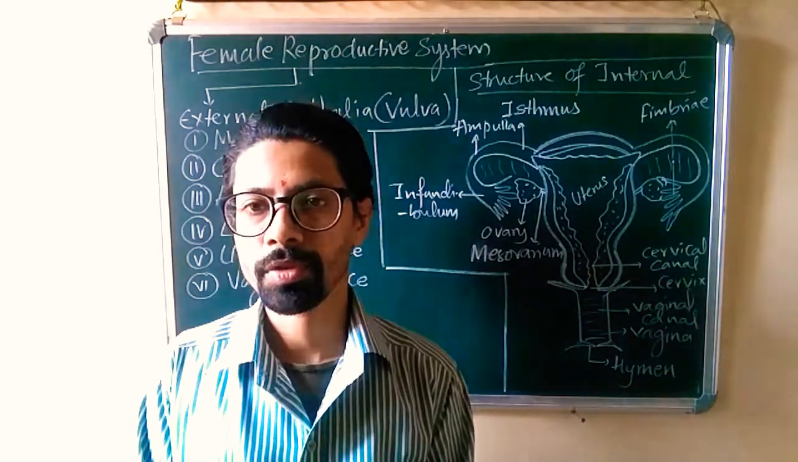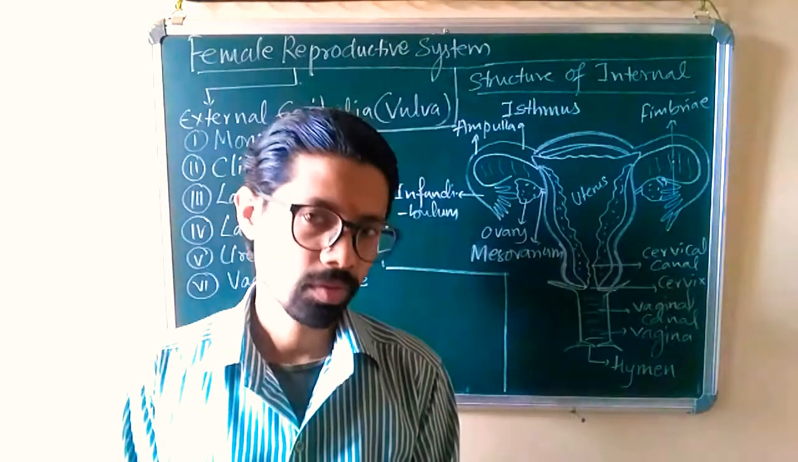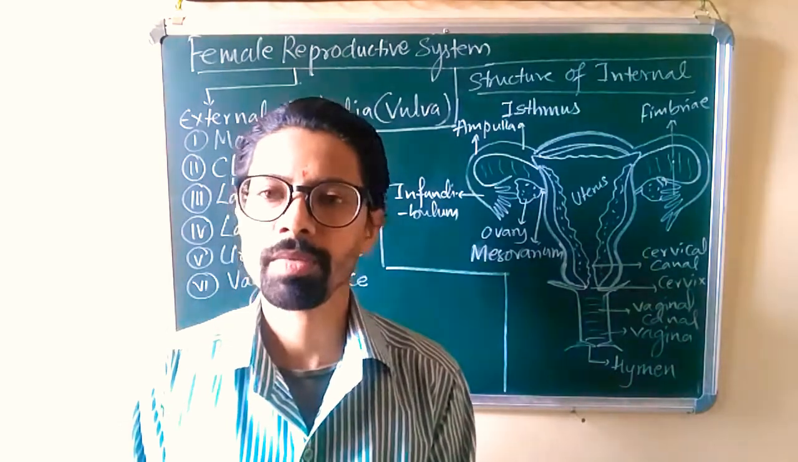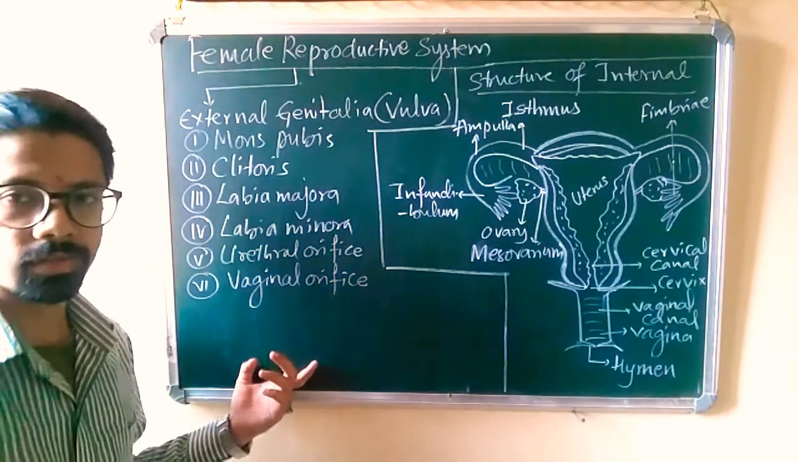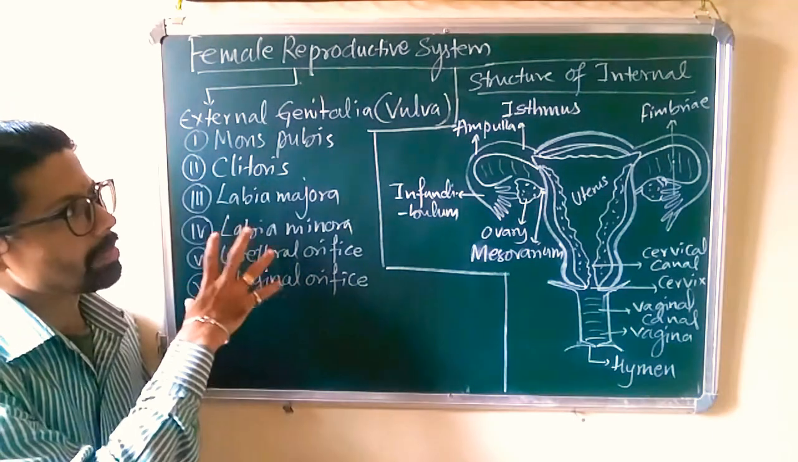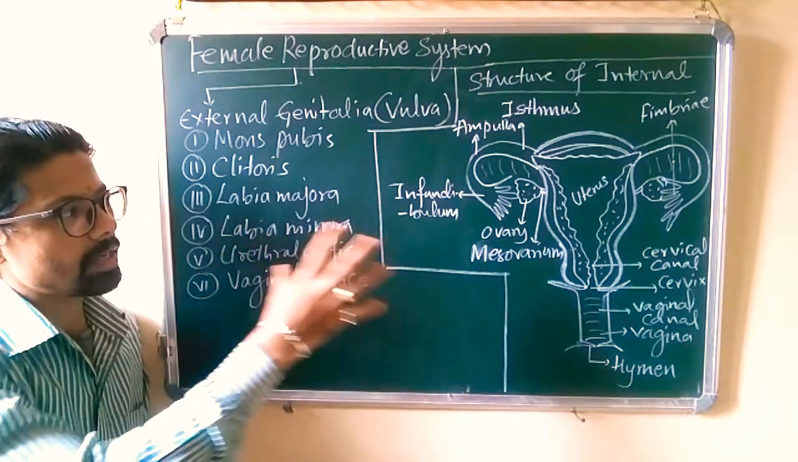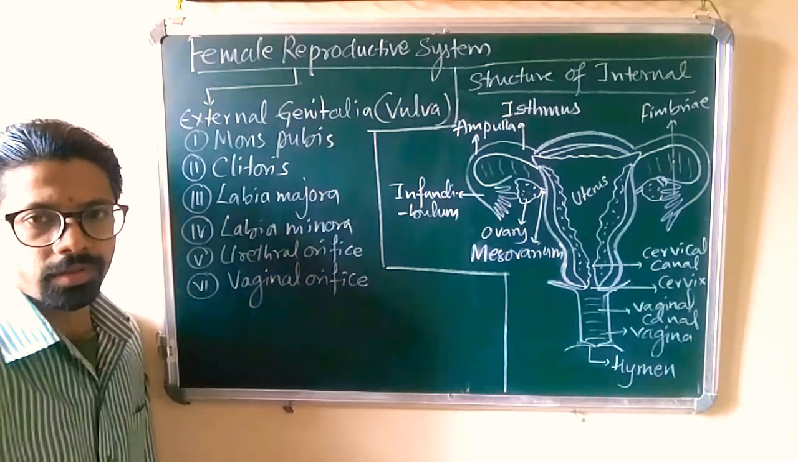This is continuation of the topic human reproduction. So today we are going to discuss the female reproductive system. Basically, the female reproductive system can be divided into the external genitalia and the internal organ system.